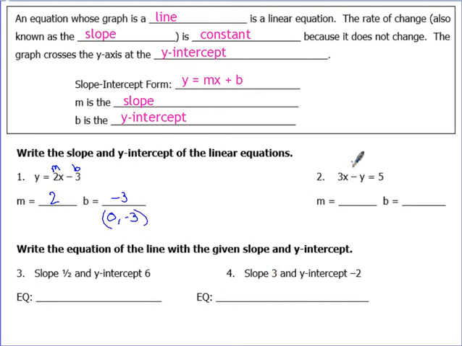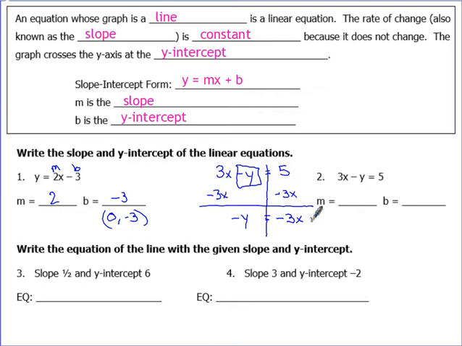Okay, this equation number 2, this is not in slope-intercept form. It doesn't look like this format, so we need to get it in that format. And that's where we did those solving literal equations before. So I'm going to write it over here. I am solving for y. First thing I'm going to do is move that 3x over to the other side. So now I have -y equals, and I'm going to write it in slope-intercept form. So instead of writing 5 minus 3x, I'm going to say -3x + 5.